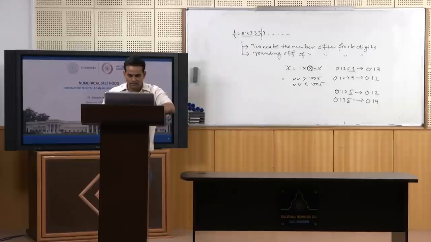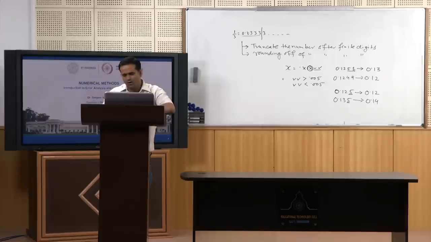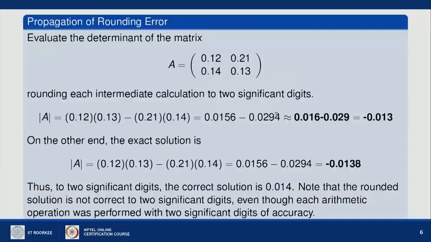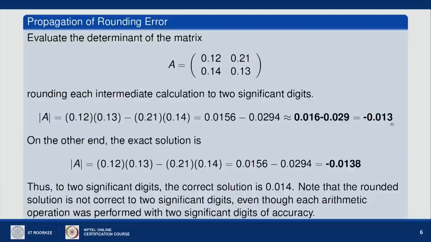On the other hand, the exact solution is this one minus this one, and it is minus 0.0138. Now, if I round off the final result up to two significant digits, it will become minus 0.014. So you can see up to two significant digits, the correct solution is minus 0.014. Whereas if I am performing rounding off in the intermediate calculations up to two significant digits, it is coming minus 0.013. So we are having a significant error in the calculation where I am rounding each intermediate calculation up to two significant digits.